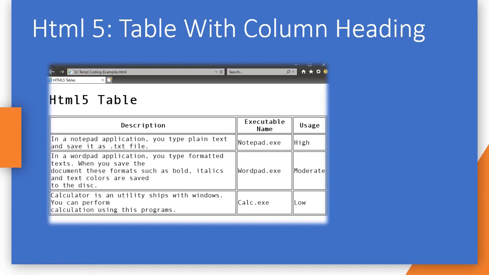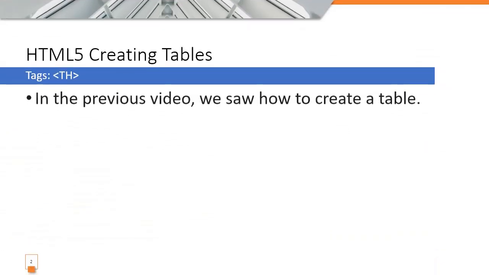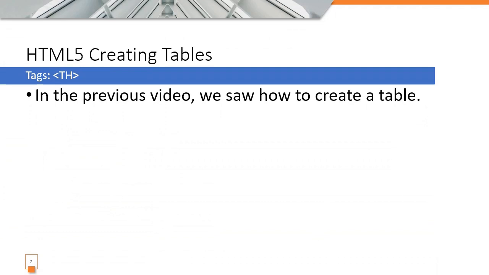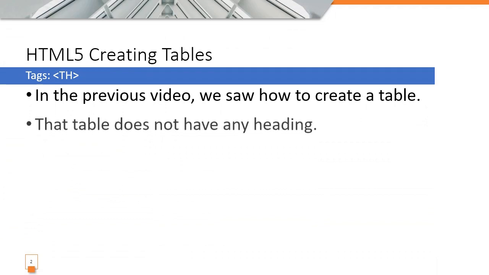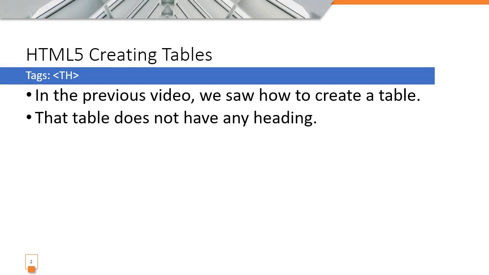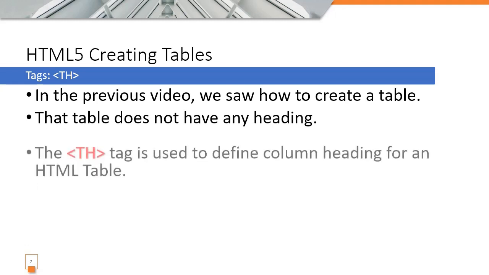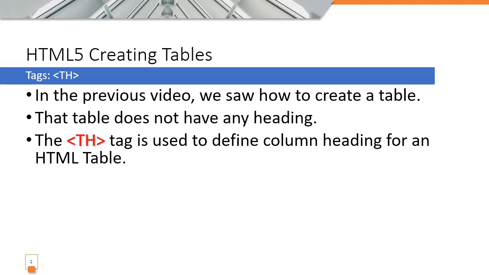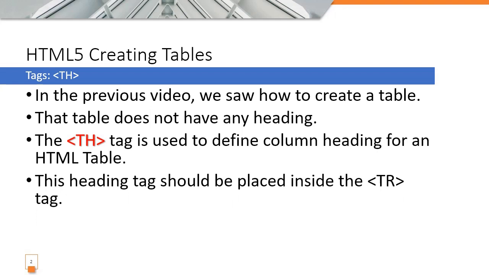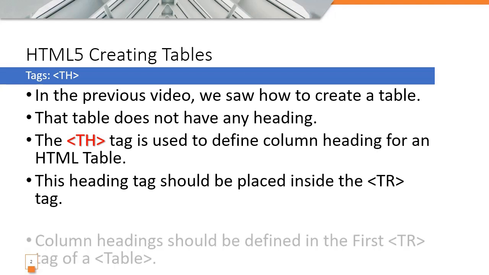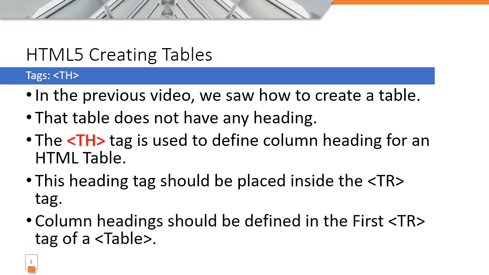Hello friends, in this video we will see how to create a table with column headings. In the previous video we saw how to create a HTML table, but the table does not have any heading. So to define a heading we have to use the th tag. This th tag will be placed inside the tr tag. Column headings should be defined in the first row of the table.